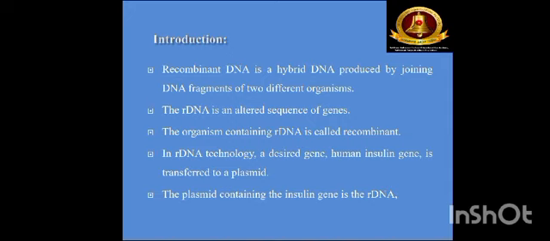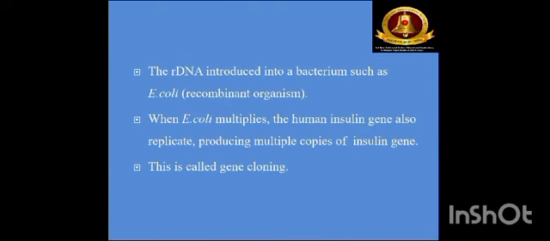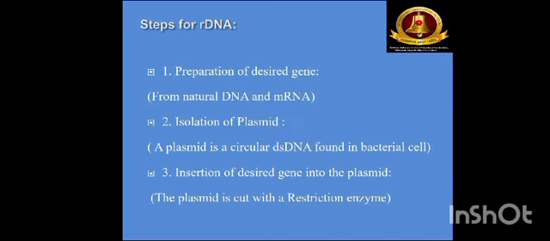Then the third step is insertion of the desired gene. Our desired gene is the human insulin gene. The desired gene is inserted into a plasmid, that is a vector. The plasmid is cut with a restriction enzyme. Our desired gene, the human insulin gene, is also cut by the restriction enzyme, and finally recombinant DNA is formed.